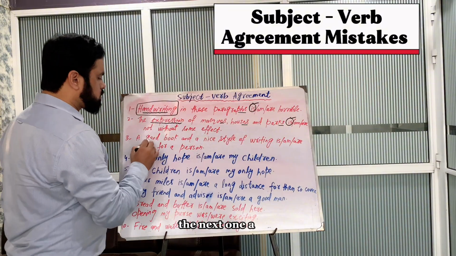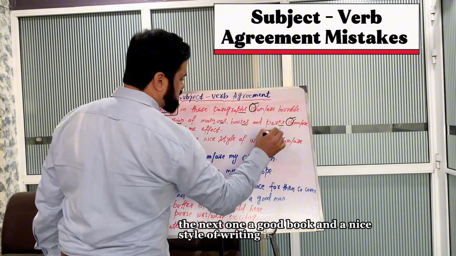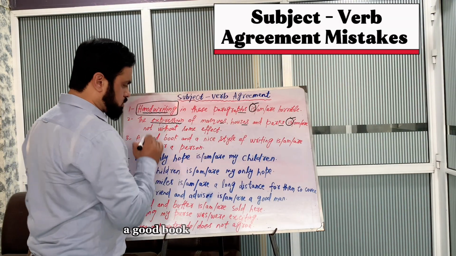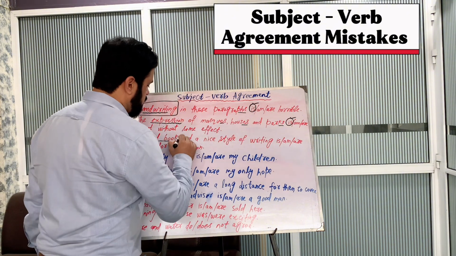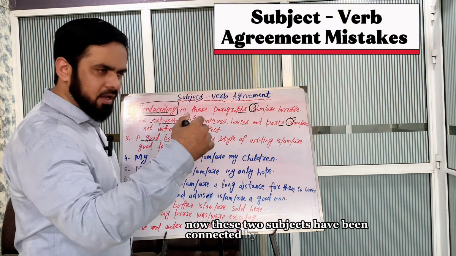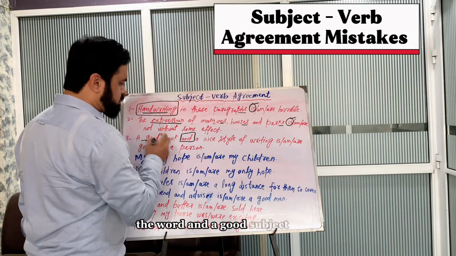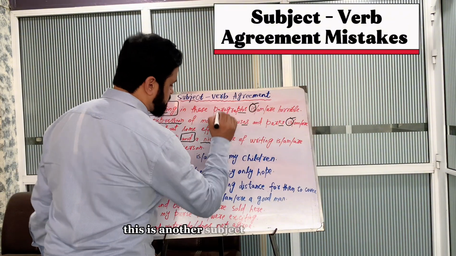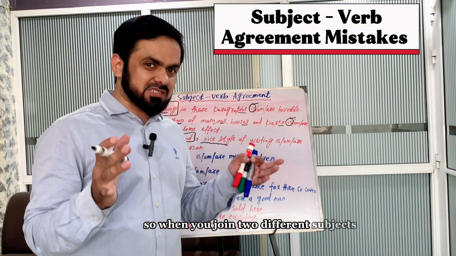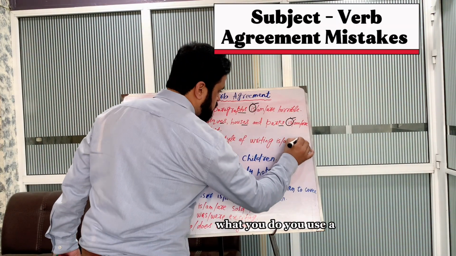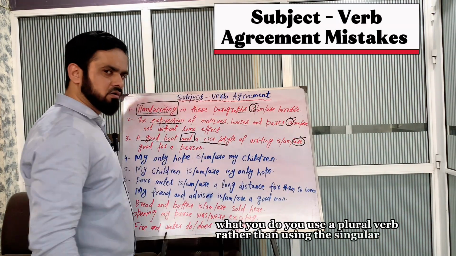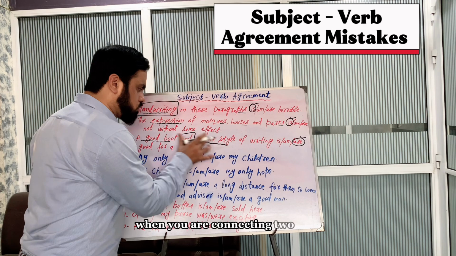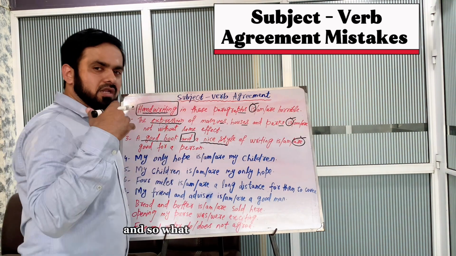Okay, the next one. A good book and a nice style of writing is, an or are good for a person. So have a look at this sentence. A good book, this is a subject. Now, these two subjects have been connected by and, right? A good book, and a nice style of writing. This is another subject. So when you join two different subjects with and, what do you do? You use plural verb rather than using the singular verb. But there are some cases where you are to use singular verb when you are connecting two nouns with and.